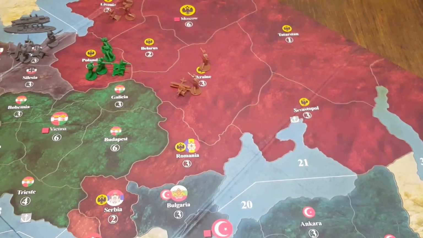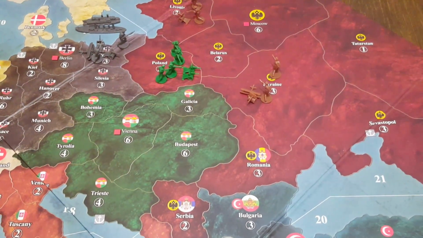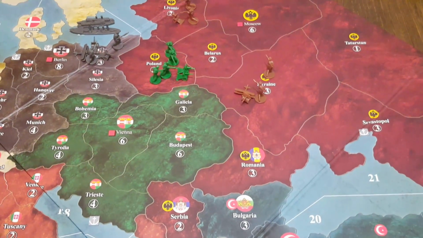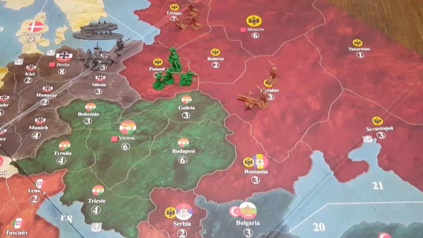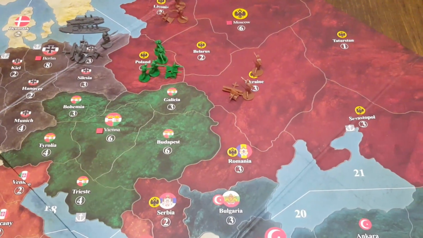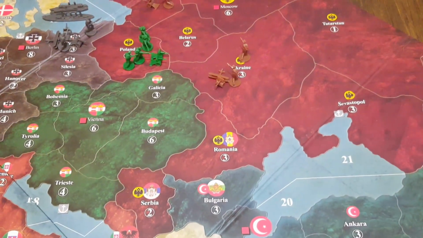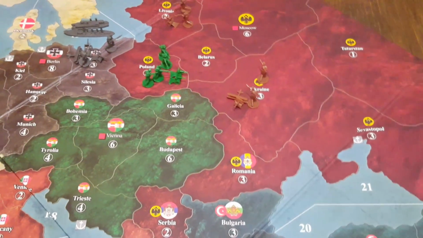Had the Russians lost their fighter, the Austrians would have had 2 artillery attacking at a 4, 2 infantry supported by artillery attacking at a 3, and 2 unsupported infantry attacking at a 2. So that is what the setup would look like for that battle. Alright, let's move on to the next one.